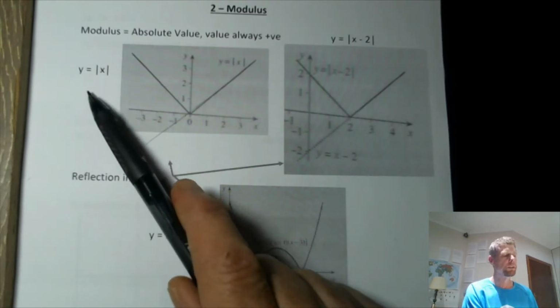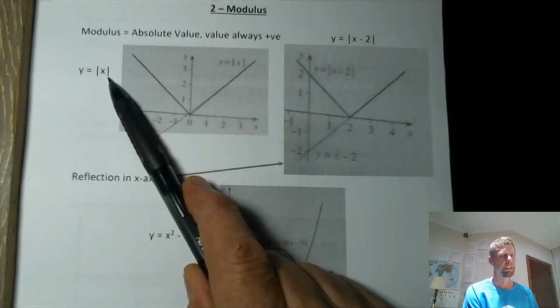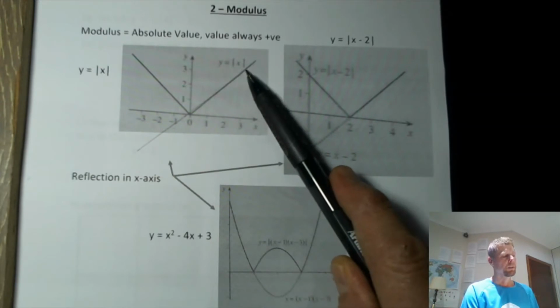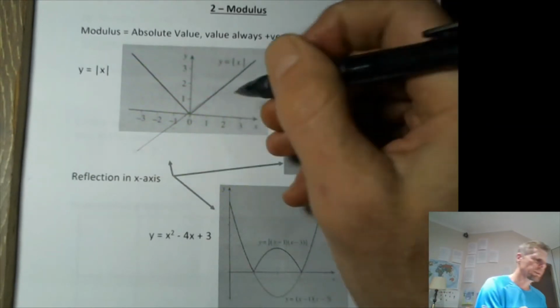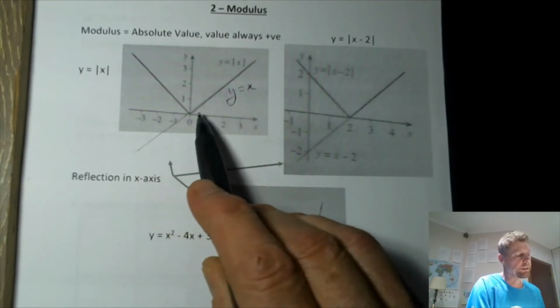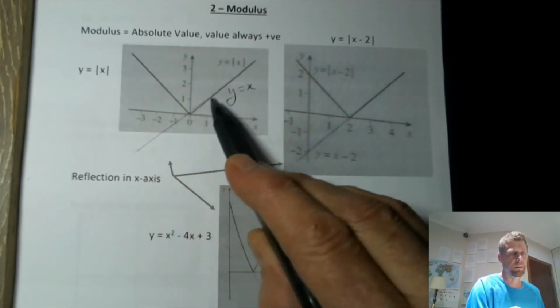So if we look at this first example, we say y equals mod x. It's the mod sign over there. And we can see that if x is bigger than 0, then y is just equal to x. But when x goes negative, our line would continue down here if you plot the y equals x straight line.